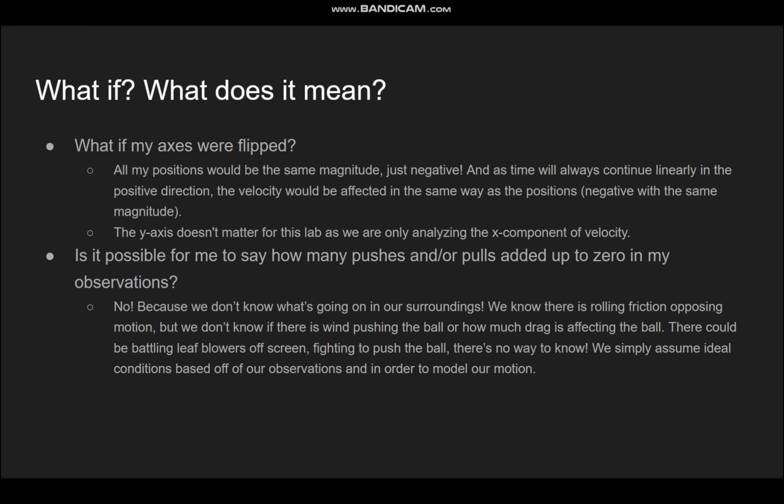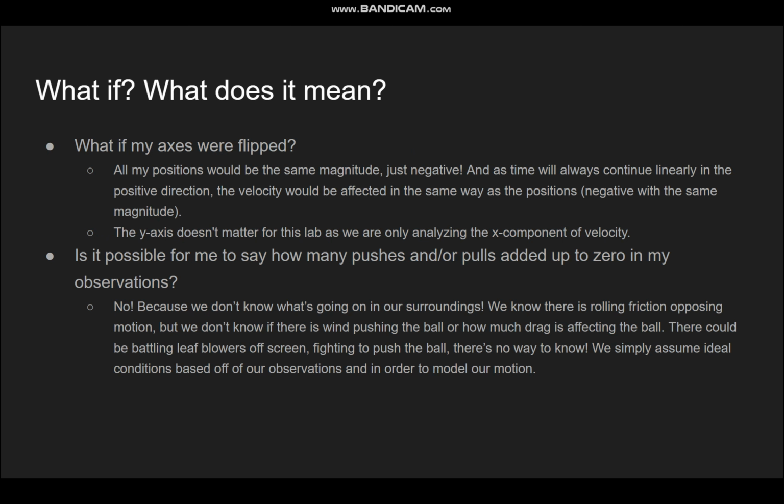The first question we'll address is, what if my axes were flipped? If my axes were flipped, all my positions would have the same magnitude, just negative. And as time will always continue linearly in the positive direction, the velocity would be affected in the same way as the positions, negative with the same magnitude. Thus, they would have the same speed, but not the same velocity, as velocity includes direction. The y-axis doesn't matter for this lab, as we are only analyzing the x component of velocity.